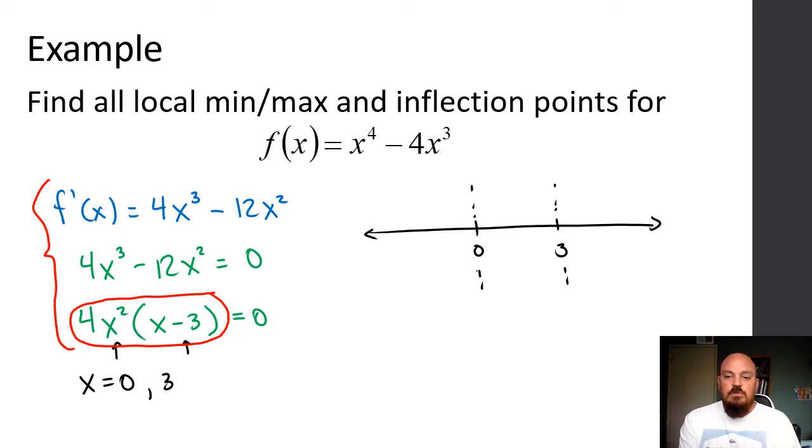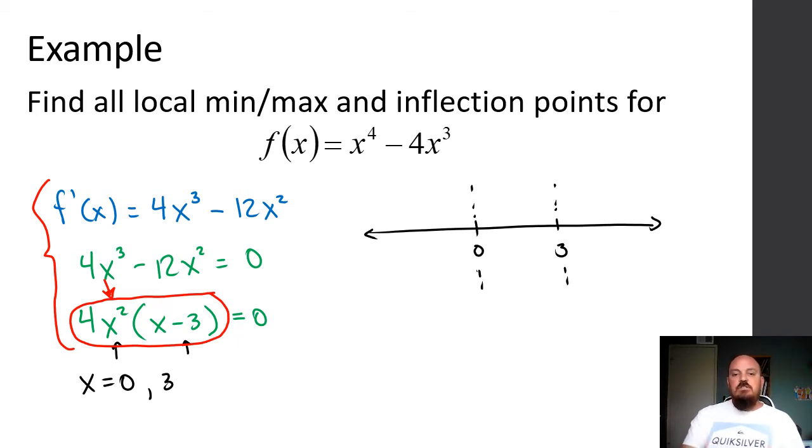If I'm plugging in numbers for x, and all I'm checking is whether or not the answer is positive, I can ignore the 4x squared, because x squared is always positive. That's one of the rules. Anytime you square a number, it's positive. So this right here is always positive. So really, all I need to do is check that x minus 3. So you can save yourself a little bit of time.